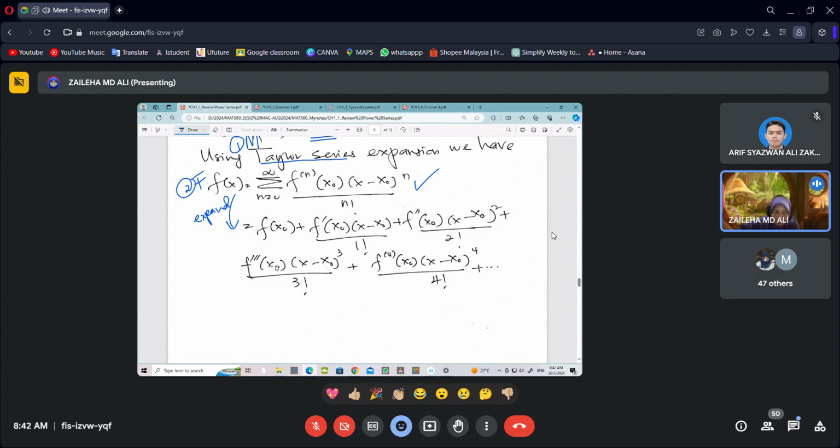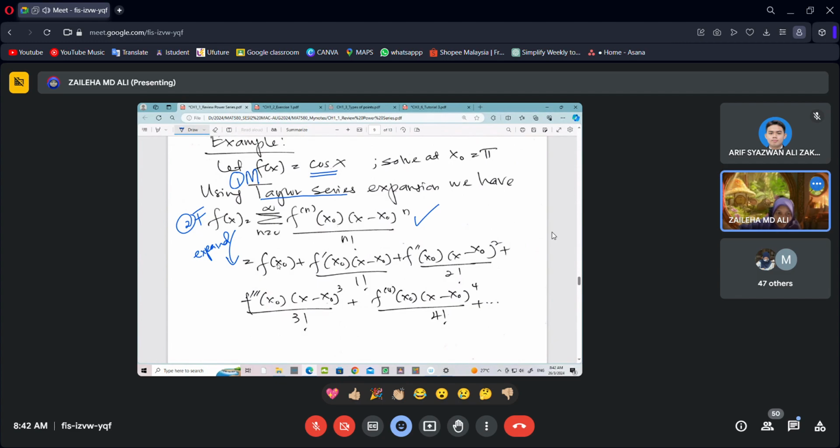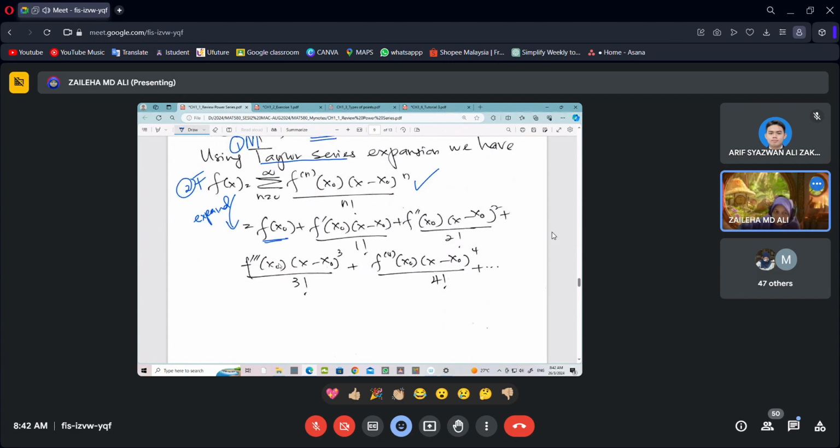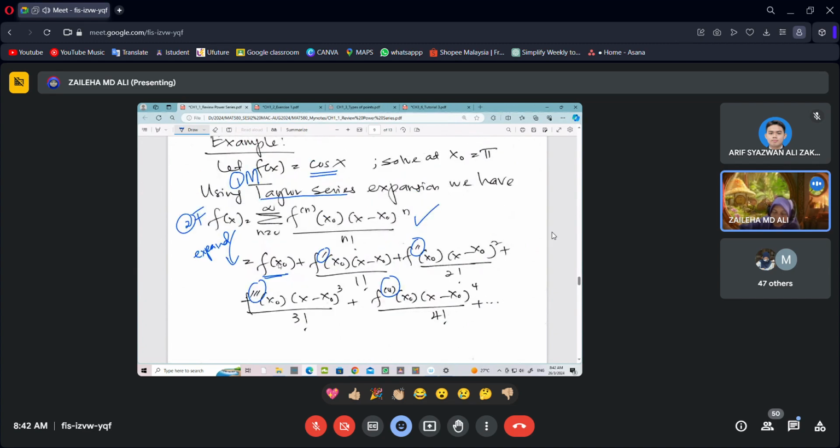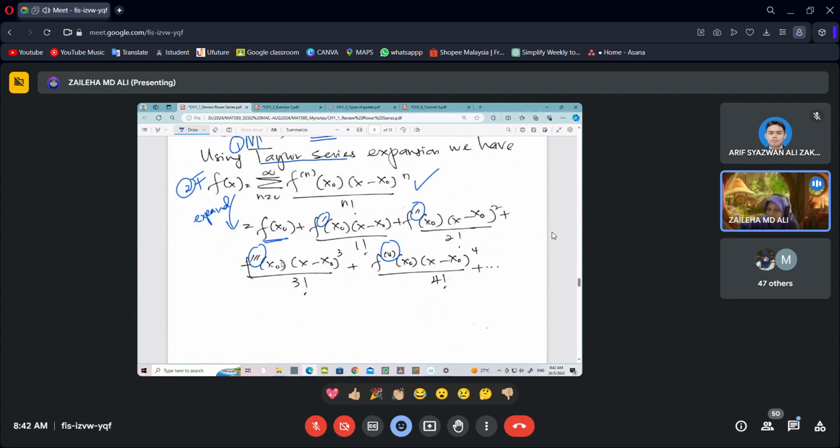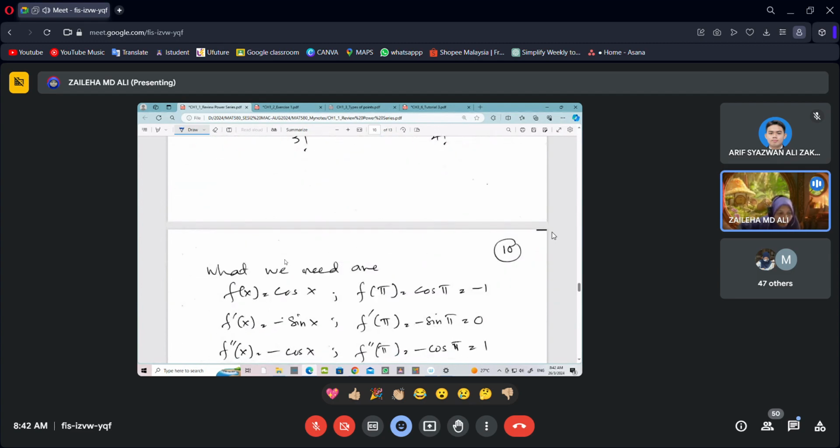Once you're done with the expansion, method dah tahu, formula dah ada, right? So tengok, oh, we need to convert the cosine. So we have the function. We need to find the first derivative, second derivative, third derivative, fourth derivative, and goes on, at a point of x naught, and x naught is pi. So we need to find all this information in order to find the answers. So this is what you do.